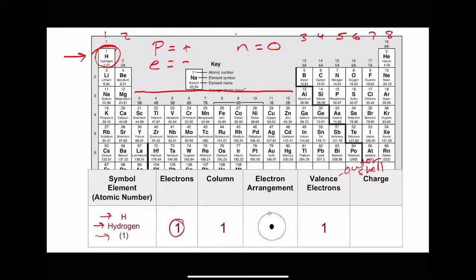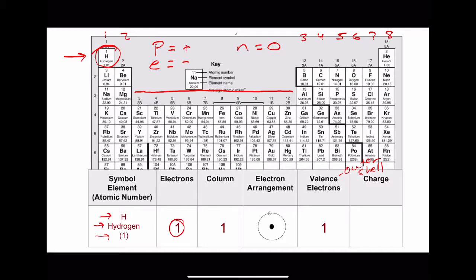Now, when we're talking about charge, charge means what is this atom going to do with its electrons when it binds to something else? The reason we only focus on the valence electrons is because since it's the outermost shell, that's what's going to come into contact with something else when two elements bind to each other.